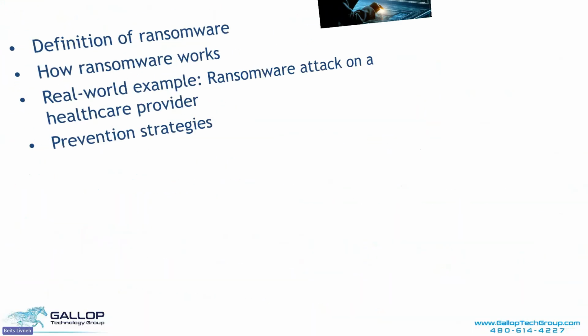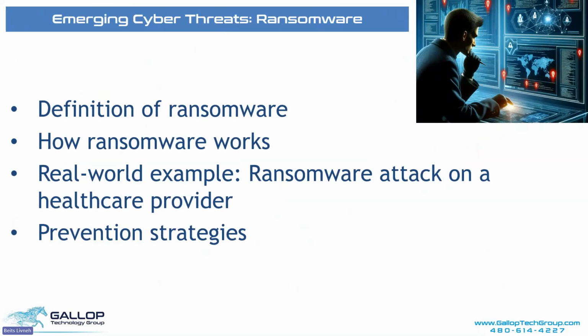Ransomware is another emerging threat. Obviously, it's a type of malware that encrypts your data, and then they demand ransom for the release of the data. So the attackers usually use phishing emails, or they use vulnerabilities that they found on your system and exploit them, and then they deliver the ransomware.